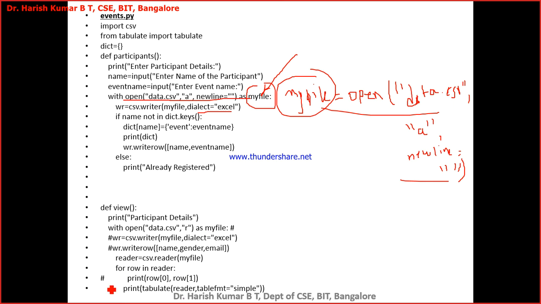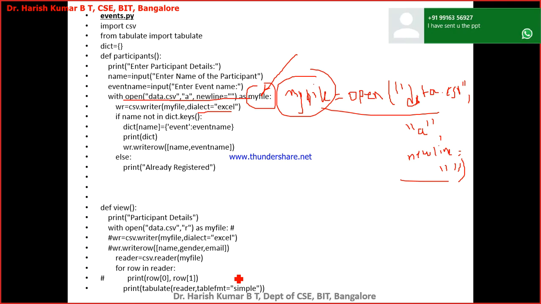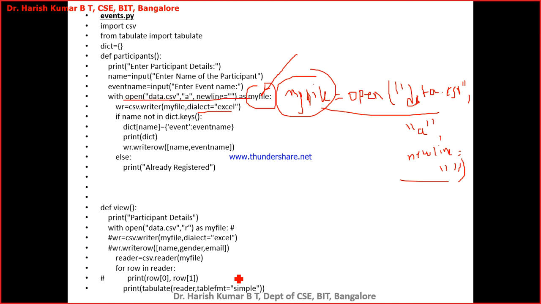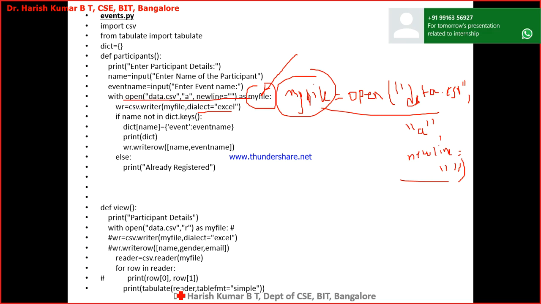See this. If I uncomment this and comment this line, the output you get is the normal output, so it doesn't look like a table. In one row you'll get the list of names, in another row you'll get the list of events. Now I've commented this, and if I uncomment this one, here you'll get it in the form of a table. You'll see the table structure.